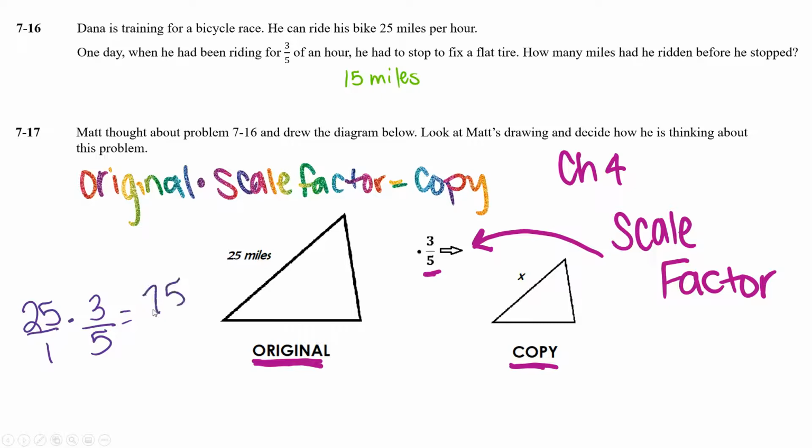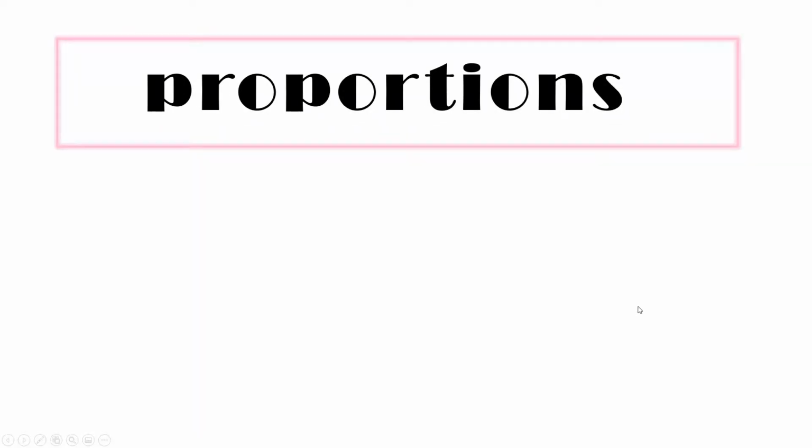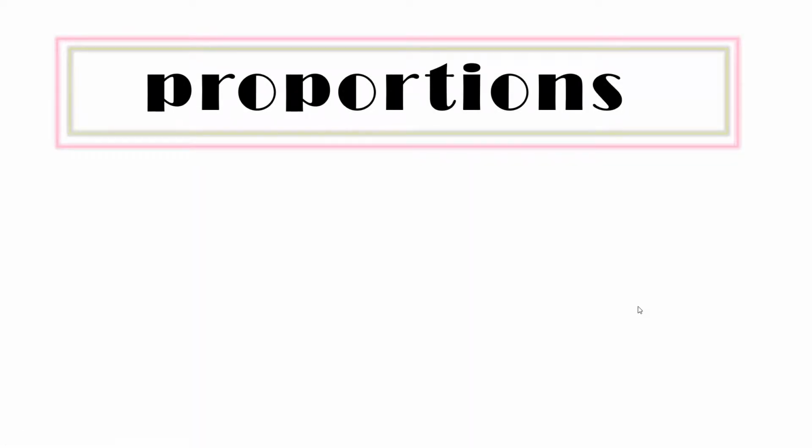25 times 3 is 75. 1 times 5 gives me 5. I can simplify 75 divided by 5 into 15, which is the same answer that I came up with before. So either way, they're both representing a proportional relationship. All right, and that's kind of what we're focusing on with these relationships.